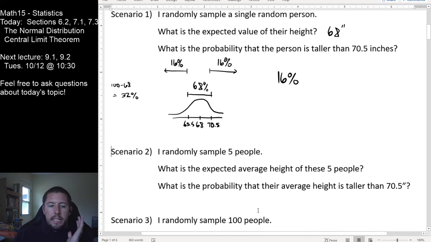So now we want to ask the exact same questions for scenarios 2 and 3, but the only difference is that now we're going to sample 5 people and look at their average height. So what you should be picturing is, imagine I gave the entire class a homework assignment to go out and take a random sample of 5 people. What I don't want you to do is come back and tell me 5 heights. What I do want you to do is take the average of the 5 heights that you got and just tell me the average. And I'm going to collect these 70 averages from all the students in our class.